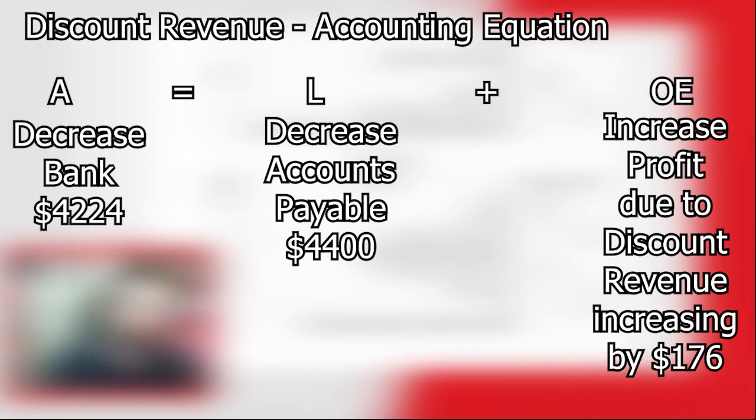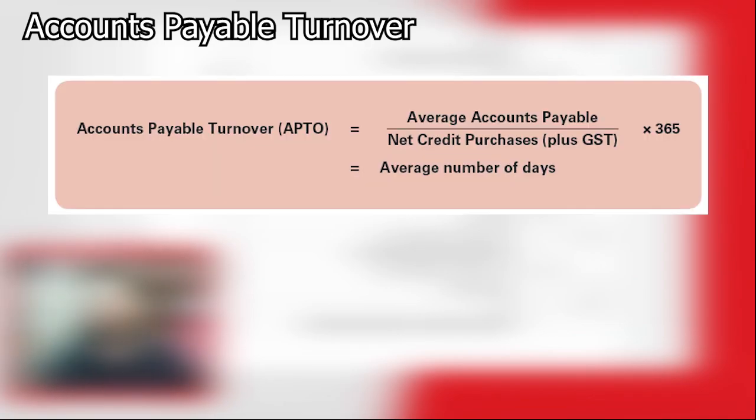So the last little bit I want to talk about is accounts payable turnover and accounts receivable turnover, because this ties into the cash cycle. So the accounts payable turnover formula is on the screen now. Average accounts payable, start plus end over 2, over net credit purchases plus GST, times 365 gives us our answer in days. Net credit purchases is the amount we purchase, less purchase returns.